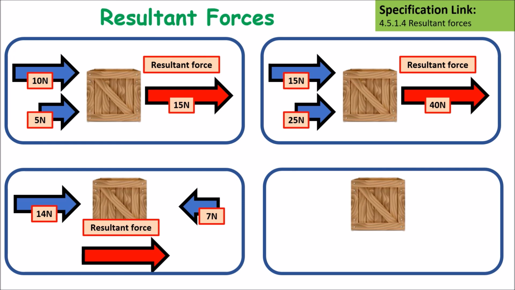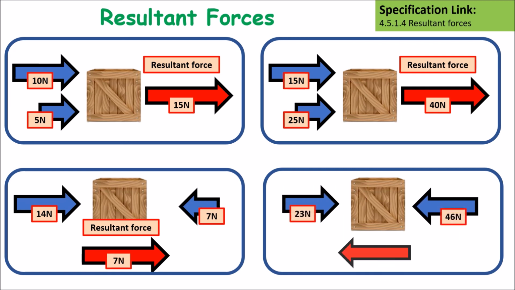Bear in mind that the direction of the arrow is showing the direction that the force would be moving. If you have forces in the opposite direction, you would subtract the smaller one from the larger one. So that would give you 7 newtons going to the right. And same again, the resultant force of this final one would be 46 minus 23, which would give you a resultant force of 23 newtons going to the left.